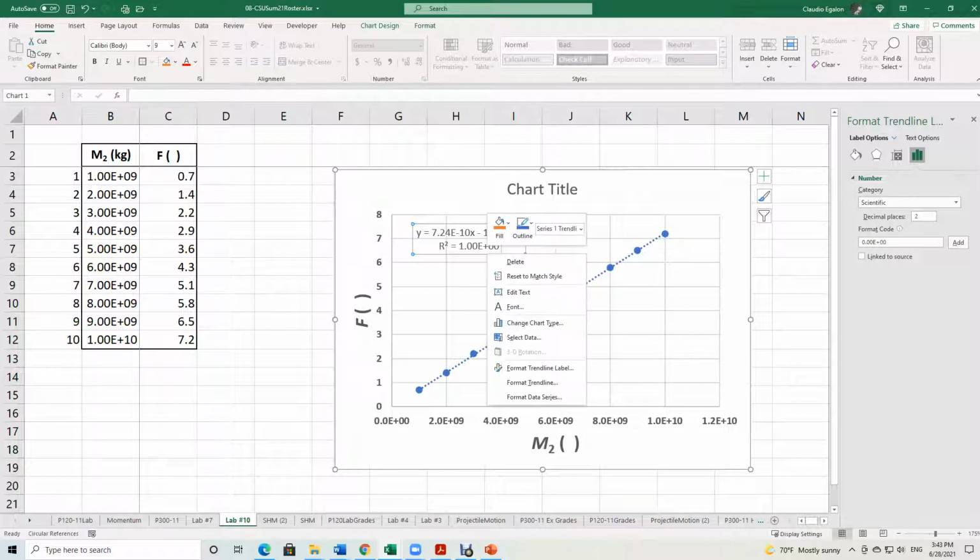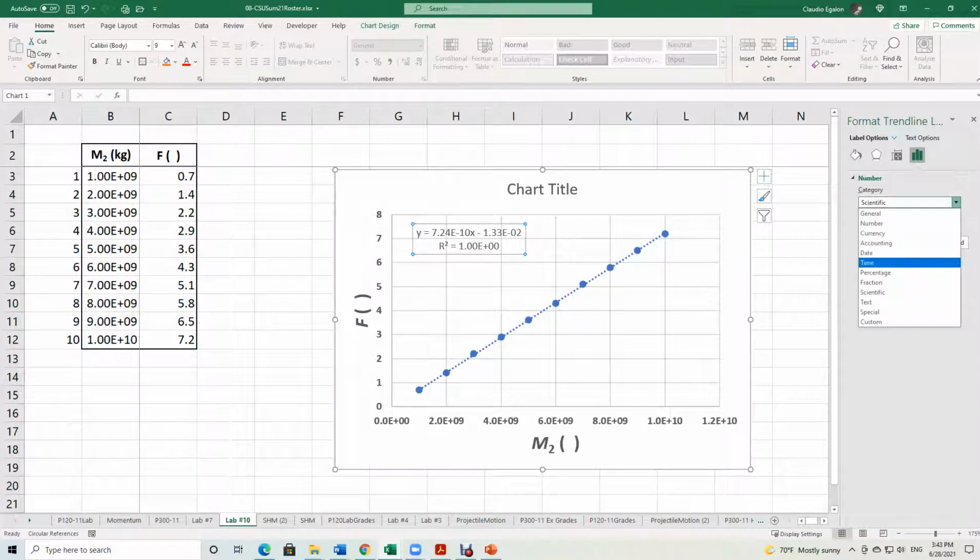Right click it. Format trend line label. Okay, and then this window should show up with the number. It was originally on general. That's where it was originally set to. You want to change it to scientific. Okay?